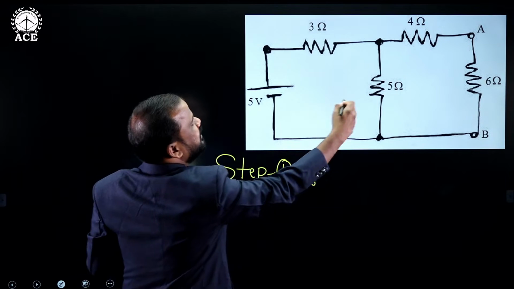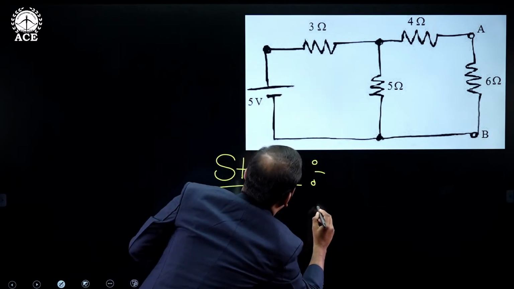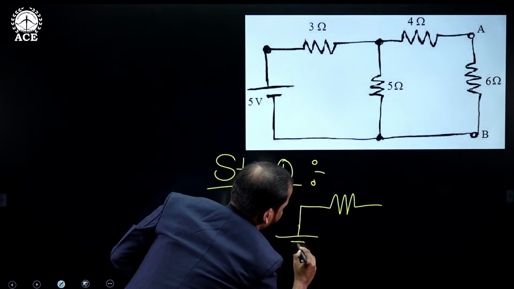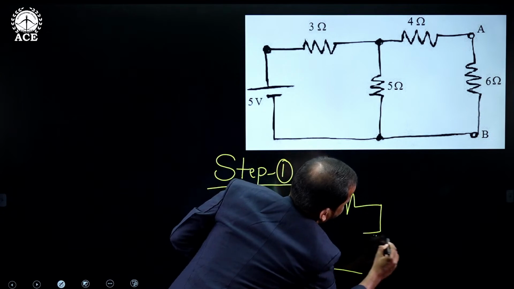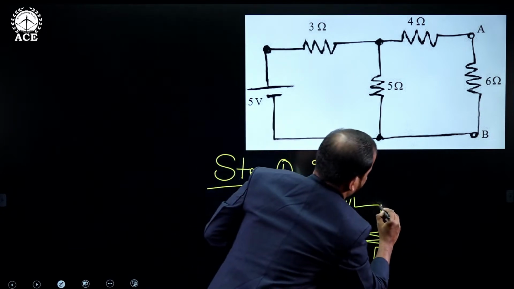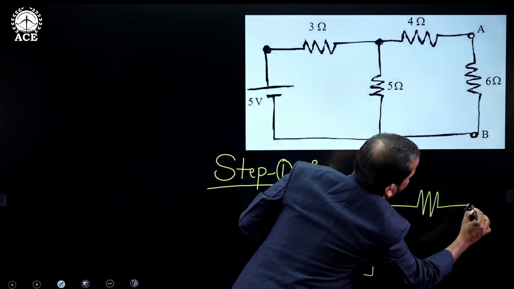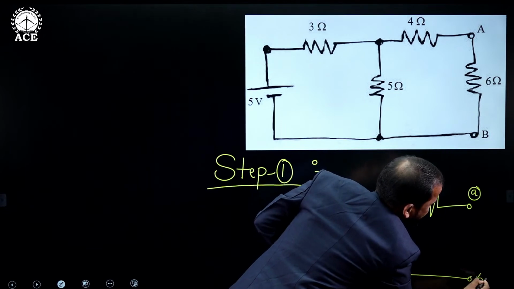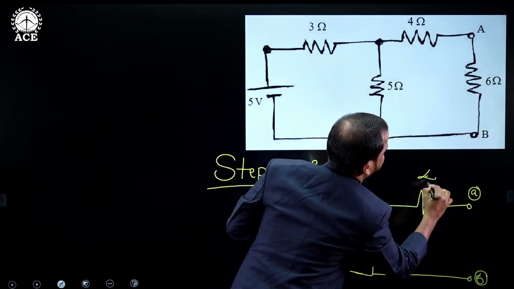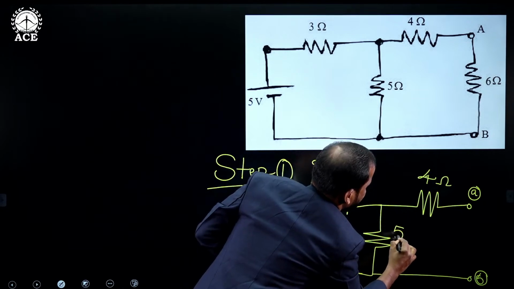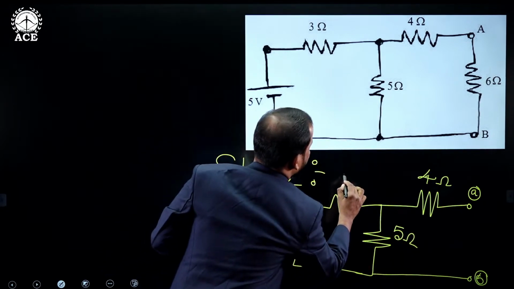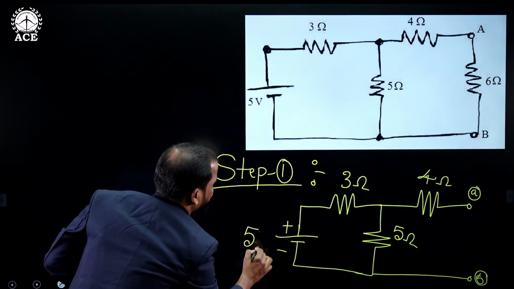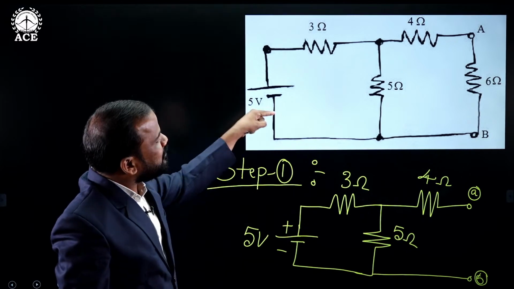So I am disconnecting that and redrawing the remaining network like this. This is the 5 ohm resistance and this one is 4 ohms, and after disconnecting the load resistance, the remaining network has a 4 ohm resistor, a 5 ohm resistor and a 3 ohm resistor, and the applied voltage is 5 volts.